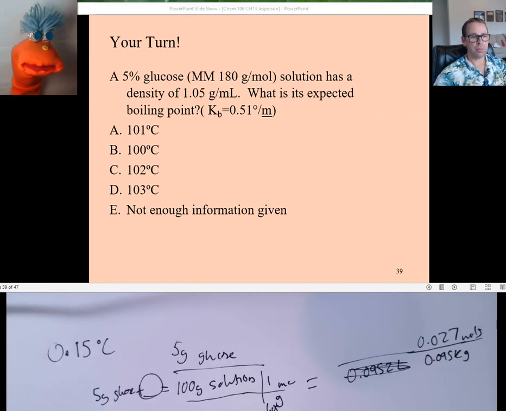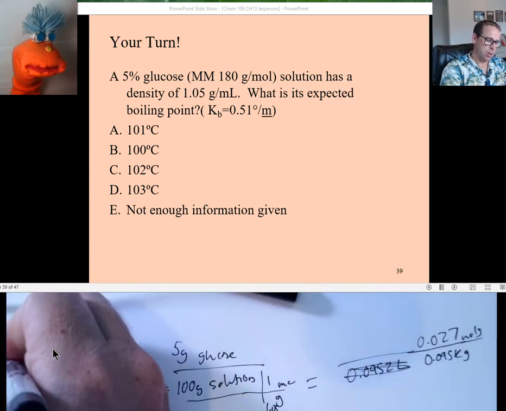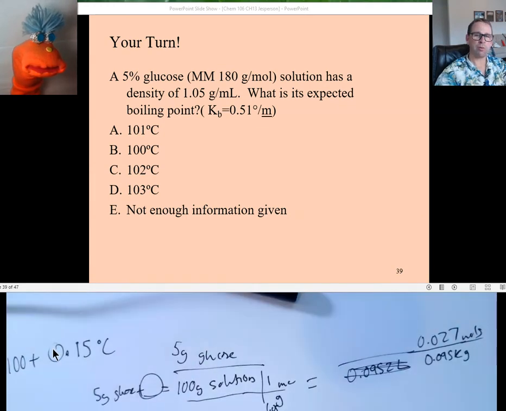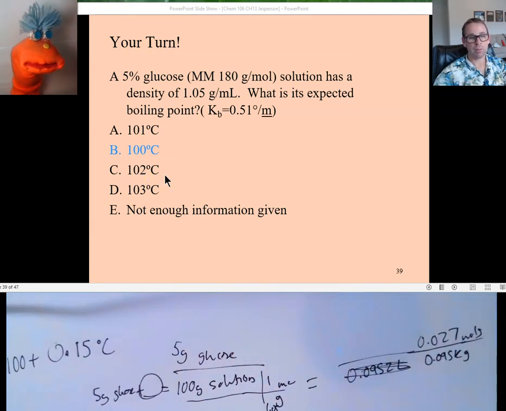So if the shift is going to be 0.15 degrees, our answer is going to be 100 plus the 0.15 degrees. So it's 100.15. I guess that's probably only 3 significant digits, so it's probably not going to change much, is it? That's right. The resulting temperature, there's not going to be a significant change in the temperature simply by having a 5% solution of glucose. Okay.